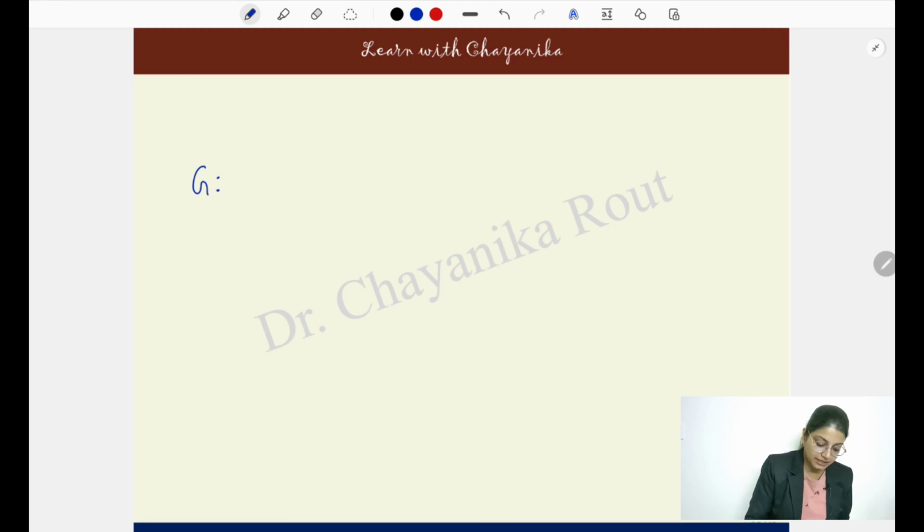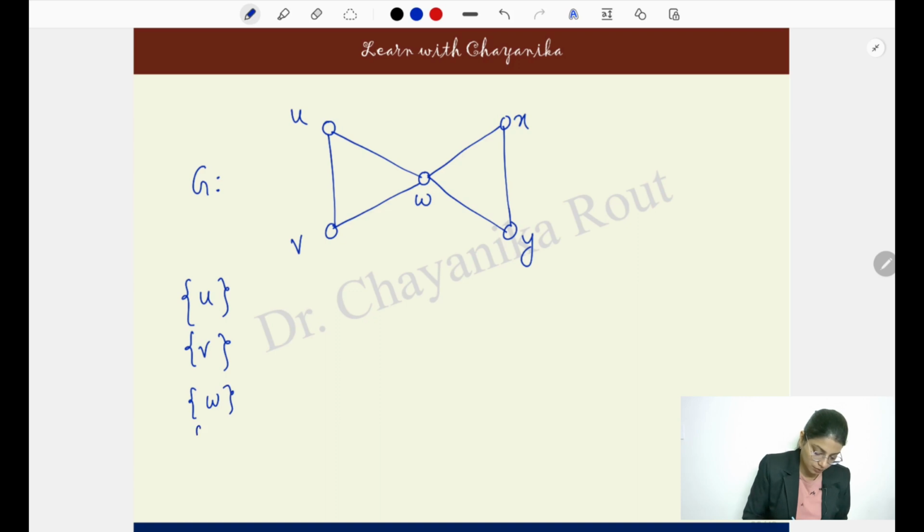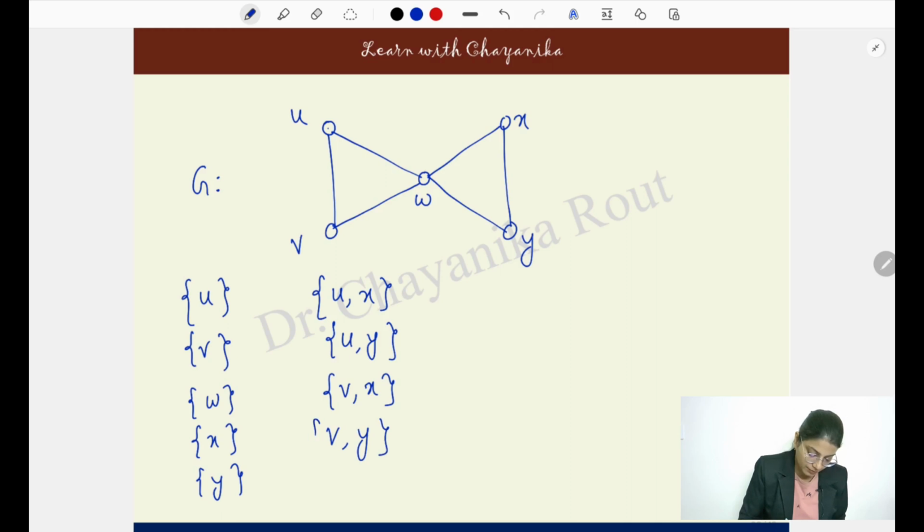Let's see another graph. Let's see one of those graphs that we have already dealt with. So this was one graph, suppose U, V, W, X, Y. What are the independent sets? We have to start with all the singletons: U, V, W, X and Y. Next, U can be extended further to include X. It can also be extended further to include Y because these are pairs which are non-adjacent in the graph. V can be extended to include X and also V with Y.